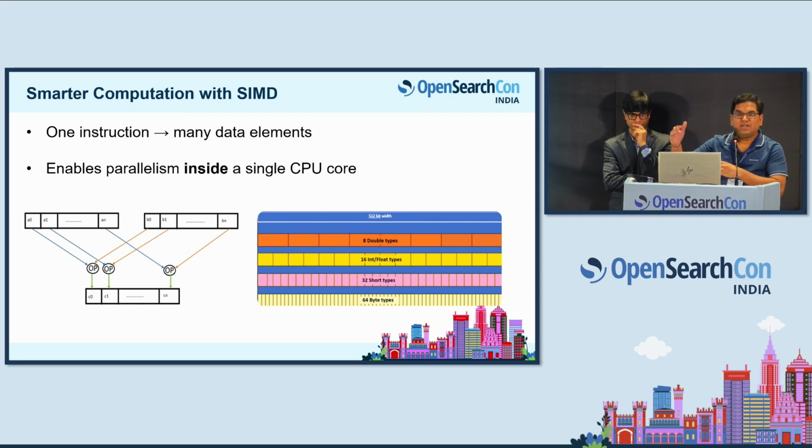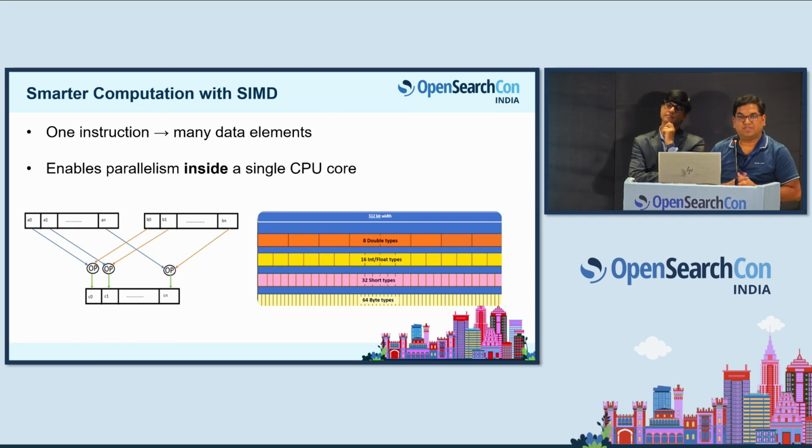At the program level, we have task parallelism and all. So this feature comes at the hardware level, where we are parallelizing at the data level to achieve more computation efficiency.